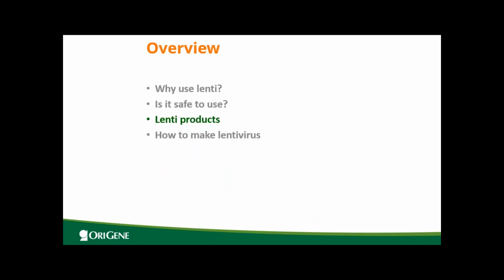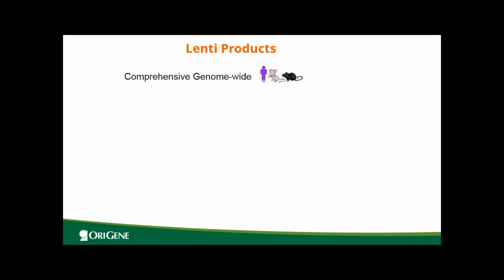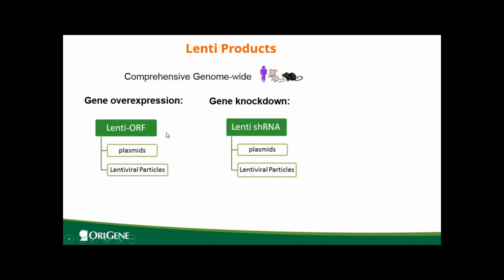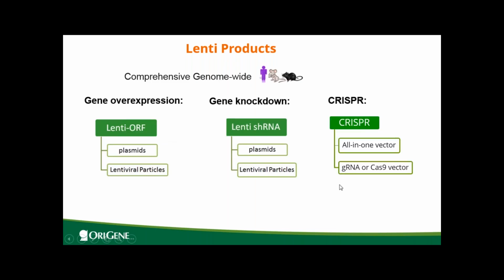So next I will talk about what Lenti products OriGene offers to help your research. The product offering is comprehensive. It's genome-wide, every gene, human, mouse, and rat. For gene overexpression it is lenti-ORF, and for gene knockdown it is lenti-shRNA. We also have CRISPR vectors, the all-in-one with the gRNA and the Cas9 in one vector, or with the components separate, gRNA only or Cas9 only. I'll give you more details later.